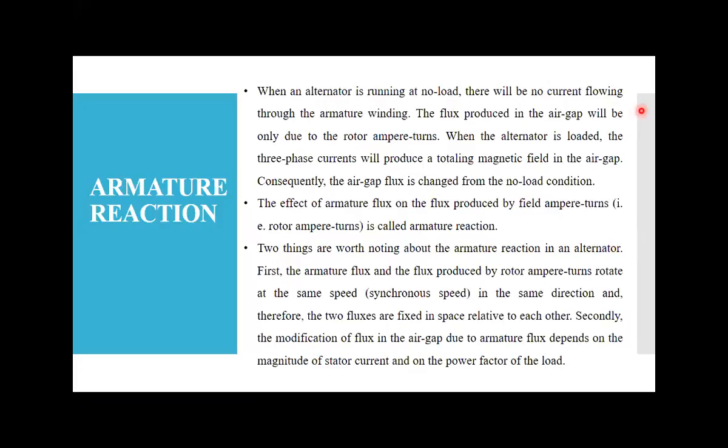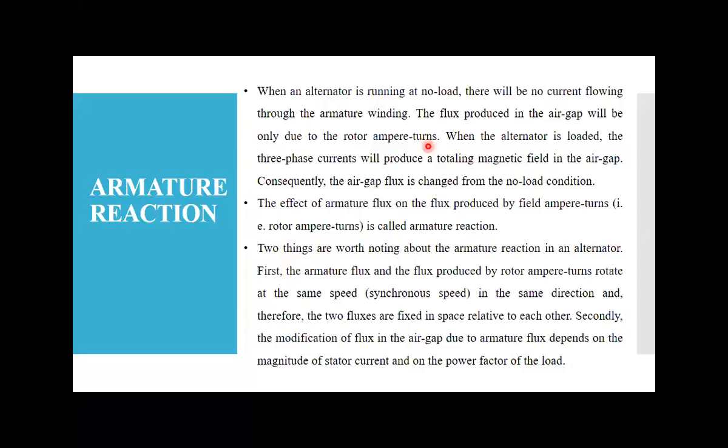So there will be no current flowing through the armature winding, and the flux produced in the air gap will be only due to the rotor ampere turns. Rotor ampere turns means due to the field winding, because we put our field winding onto the rotor and give it the DC supply, and that's why it is known as the ampere turns.